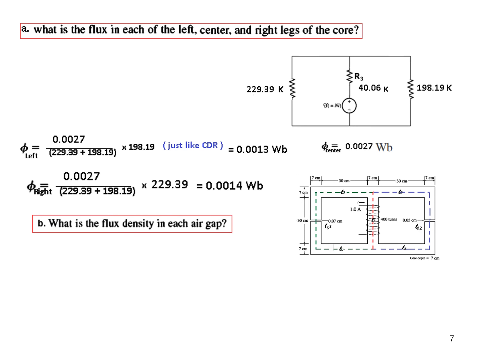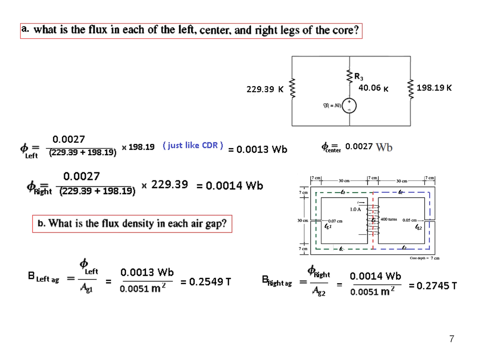Now for part B, it is asking what is the flux density in each of the air gaps. We know flux divided by area is the flux density, and we also know that the area is increased here, so we have to use the increased area of the air gap. So flux density left is the flux left divided by the area of the left air gap, and similarly flux density right is flux right divided by the right air gap area.